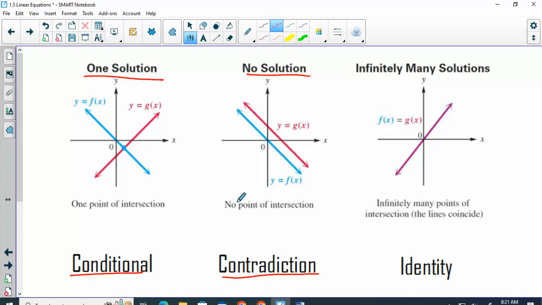Or it's possible that we could have infinite solutions. You solve it, all of your x's drop out, and you have a true statement. 5 equals 5. That's what's called an identity. And there are infinite solutions. It means I've given you 2 equations for the same line, and every point on that line would be a solution.